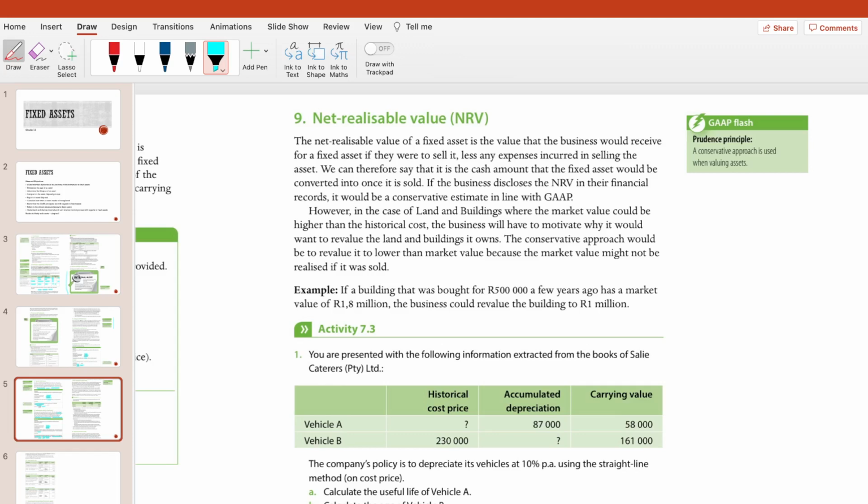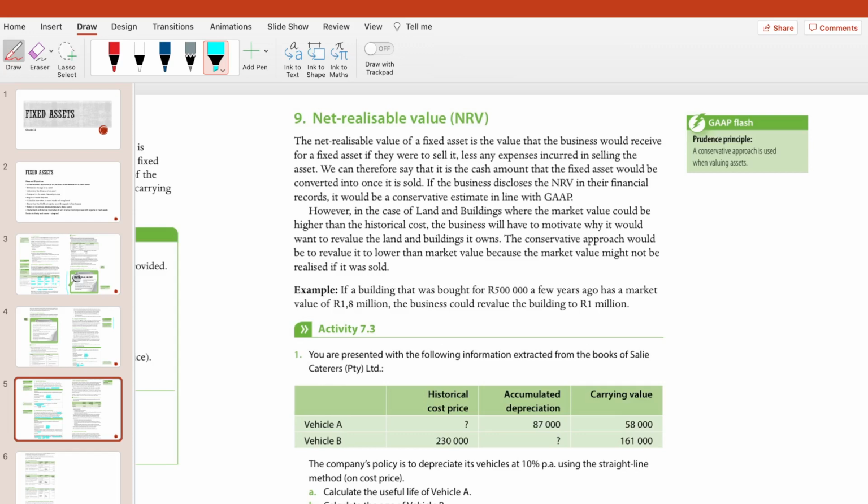So the NRV value of the fixed asset is the value that the business would receive for a fixed asset if they are to sell it, less any expenses that are incurred in selling it. We can therefore say that it is a cash amount that the fixed asset would be converted into once it is sold.